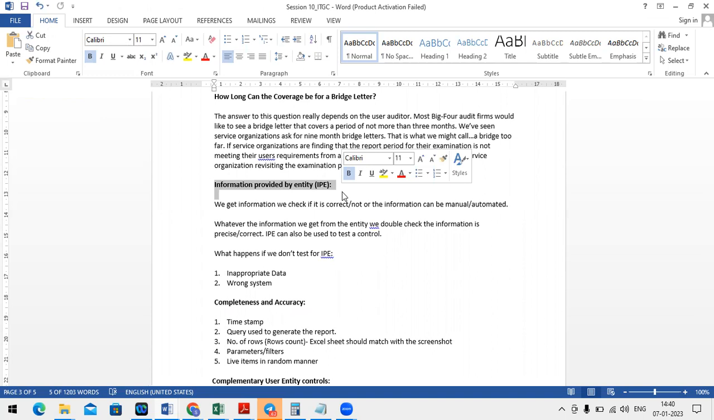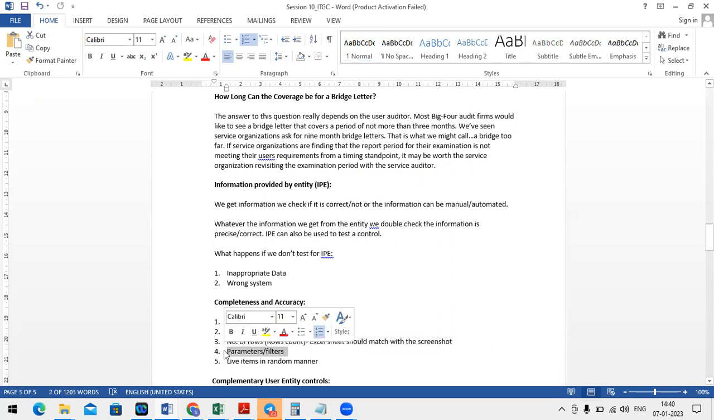So as I told you, how do we check for the completeness and accuracy? We take screenshots, we match the row counts, the number of rows should match with the Excel sheet, and parameters or filters. We will also see what kind of parameters or filters have been added to generate that particular report. Is it only the start date and end date that has been added, or any other filters where we can manipulate the output? We check those things. Query, what is the query which is used to generate the report? What is the timestamp when the report was generated?